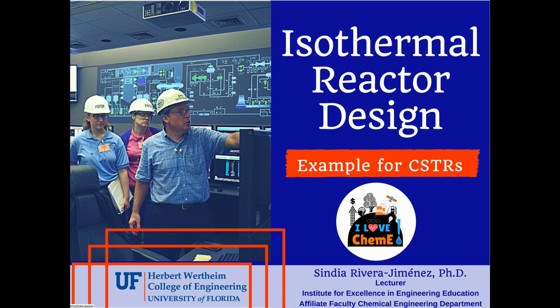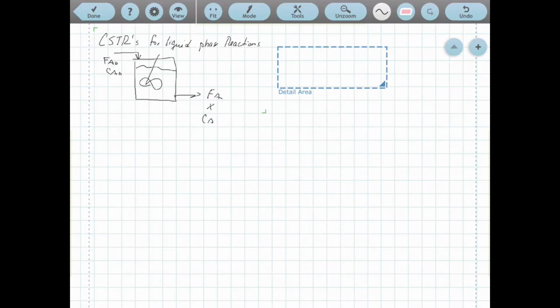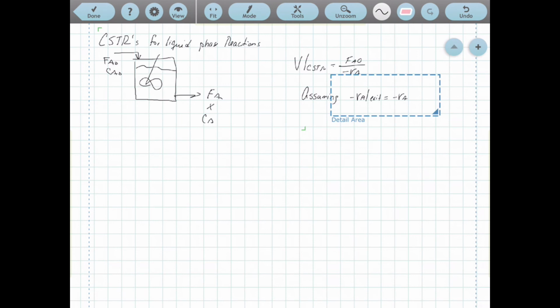Let's focus our attention on isothermal reactor design, especially for CSTRs. Let's consider the CSTR for a liquid phase reaction, where typically we get information about the initial and the final conditions in the reactor. From the mole balance, we can get that the volume of the CSTR can be expressed as a relationship of the initial flow rate over the rate of reaction.